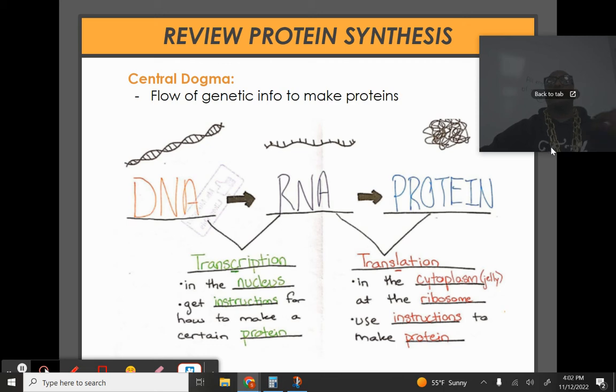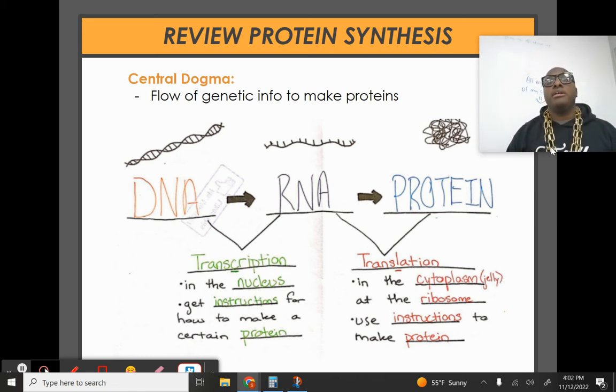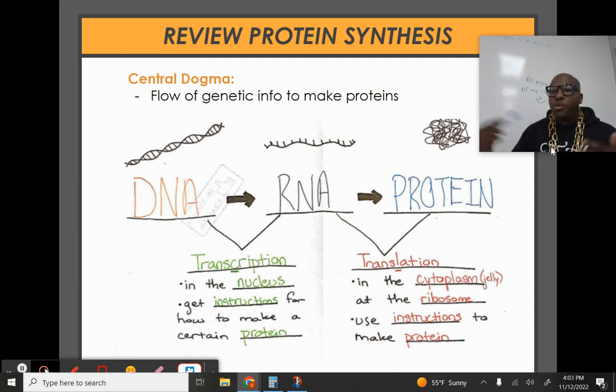And our last and final point is just a review point on the central dogma. We went over this on Monday, but if you were not here on Monday and you missed it, the central dogma of molecular biology just states that DNA is transcribed into RNA, and then that RNA is translated into a protein, and those proteins are what make each and every one of us different, right? In transcription, we're getting the instructions on how to make a certain protein, and now in translation, we're actually in the kitchen whipping it up, using that instruction that we've got to actually make the protein.